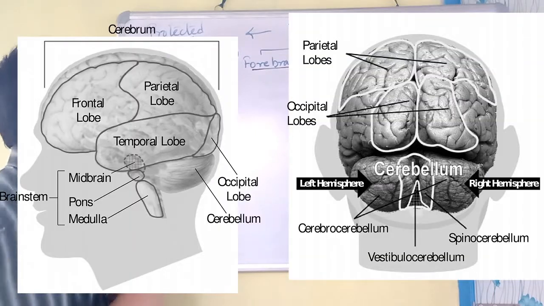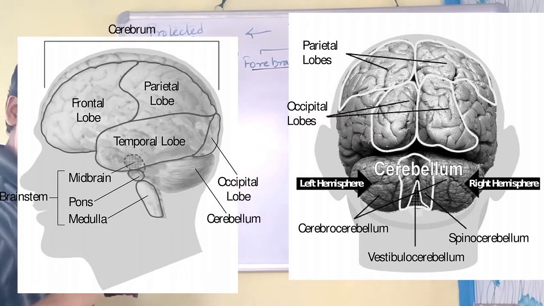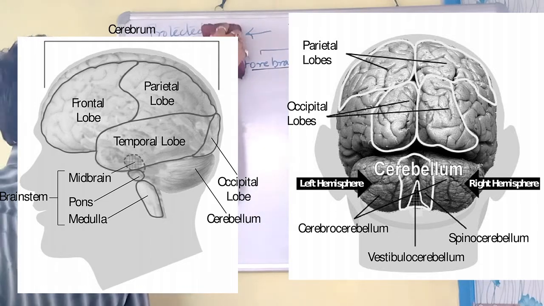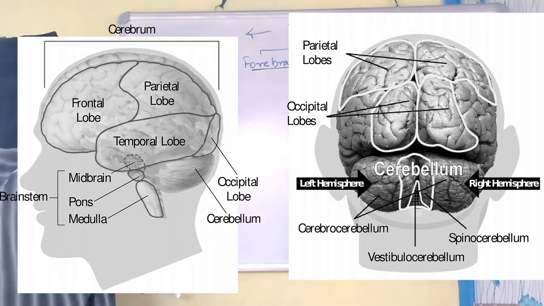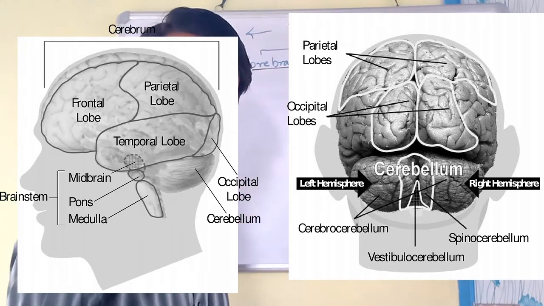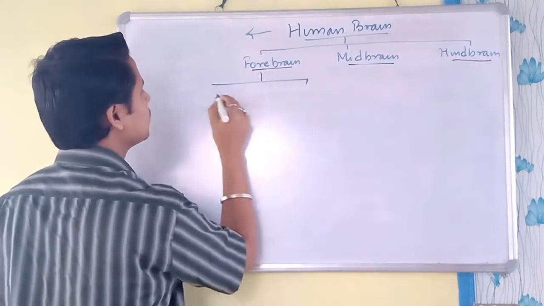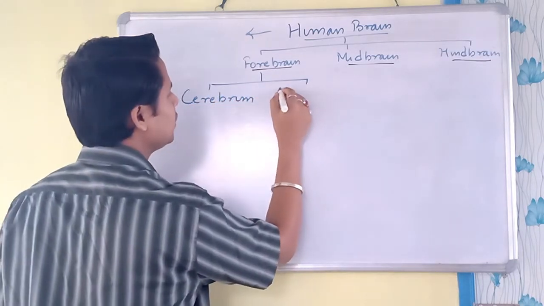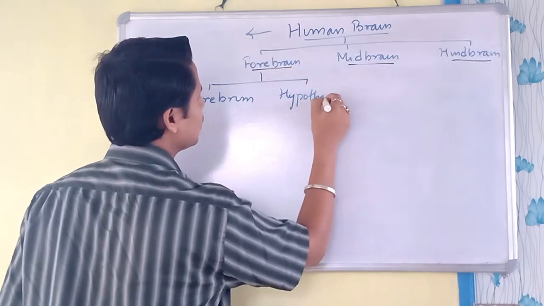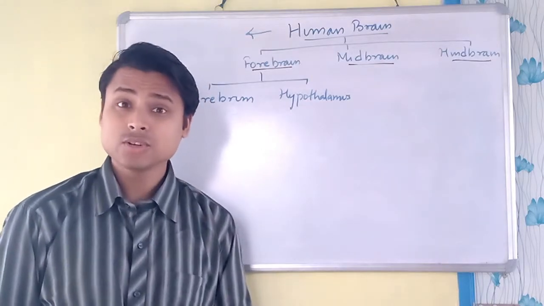The forebrain is further classified into 2 categories, right? Just as per your syllabus, we will go. When you go to higher classes, you will find a more complex structure of this brain, right? So this forebrain is classified into cerebrum and hypothalamus.